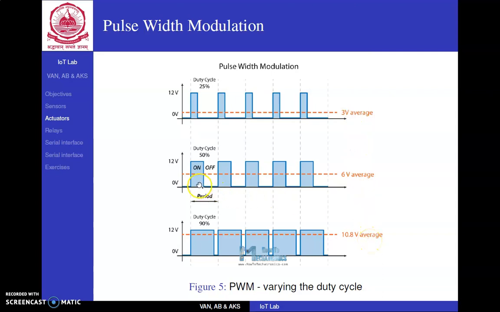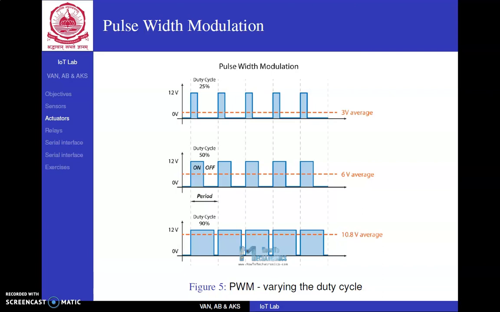Now look here, this is a 50% duty cycle. For those who forgot the term, duty cycle is the ratio of on time to the total period of the wave. So on time divided by on time plus off time. Here it is 50% duty cycle, you are transferring 6 volt. So the motor will be rotating faster than at a 25% duty cycle. If you give 90% duty cycle, you get 10.8 volt and the motor will be even faster.